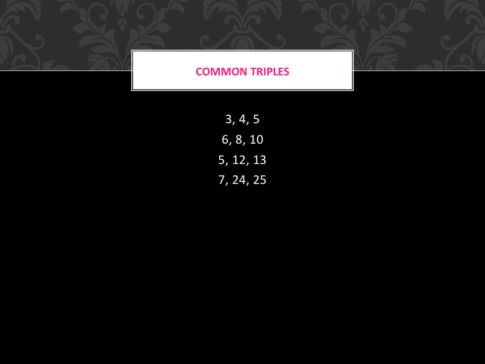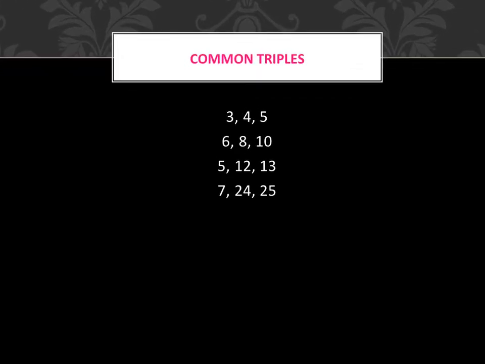These are actually some common Pythagorean triples. These are all numbers that if you were to plug them into a squared plus b squared equals c squared, they would satisfy and form a right triangle. Remember, the largest number in these triples is always the hypotenuse. It's always your C. Now, a common triple is this 3, 4, 5. You might see the 3, 4, 5 triangle quite often.